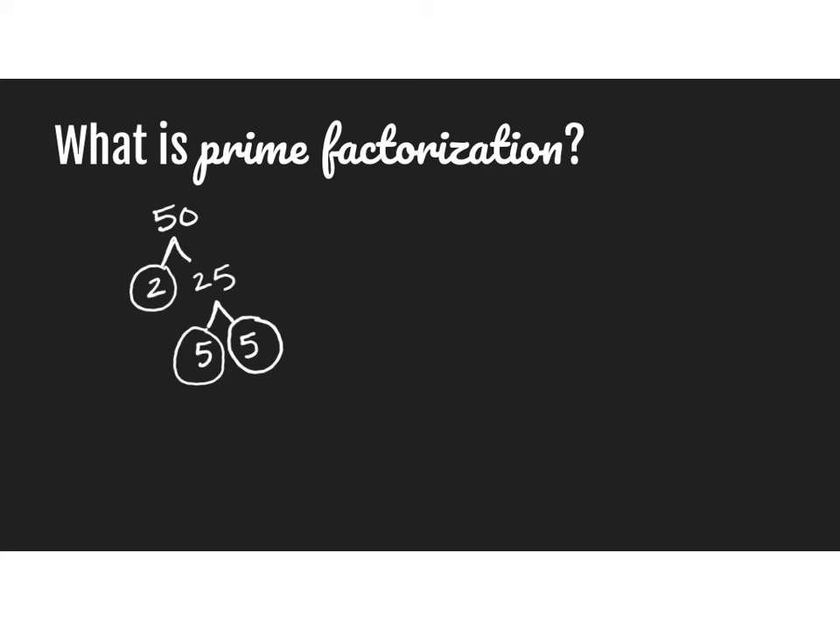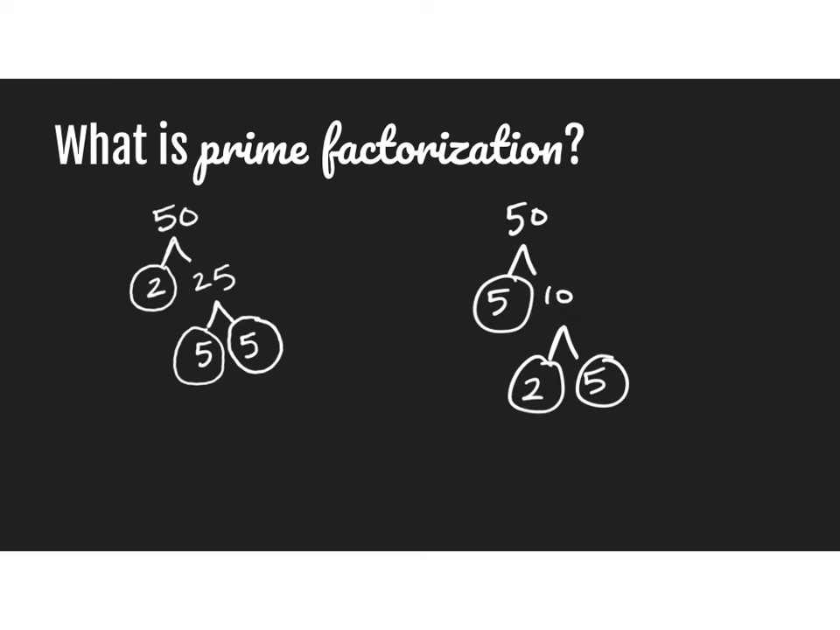So maybe you're thinking, but there are other ways to break down 50. Let's try one of them. Another way that we could break down 50 would be 5 times 10. So let's see what this looks like. 5 is prime, but we can break down 10. 10 is the same as 2 times 5. 2 is prime, 5 is prime. Again, we've got 2 times 5 times 5, which is equivalent to 2 times 5 squared.